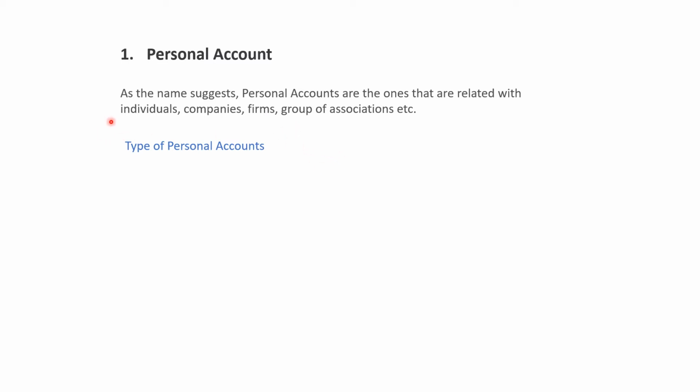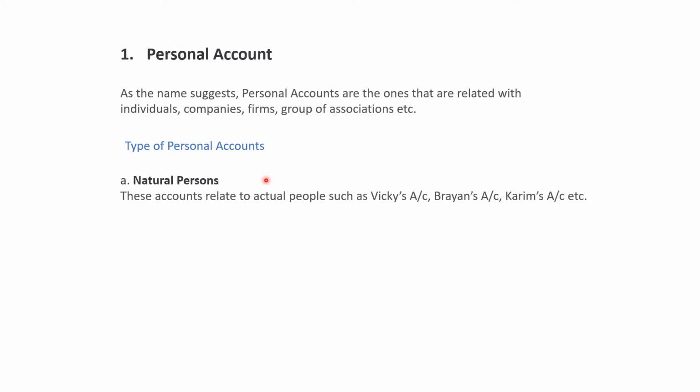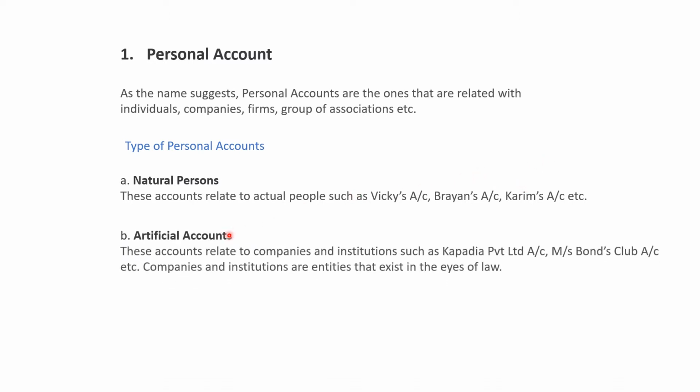So when you look at types of personal account, we have natural people, for example Vicky, Brian, or Kareem, Sham, and so on. And then you have artificial accounts, which are not really human beings, but in the eyes of law, these are legal entities, right? So we have like Kapadia Private Limited account, or Messrs. Bonds Club account, or it could be any legal entity. You've seen so many companies.